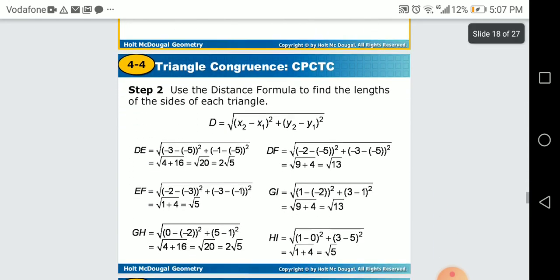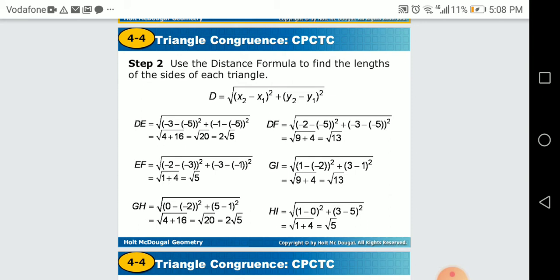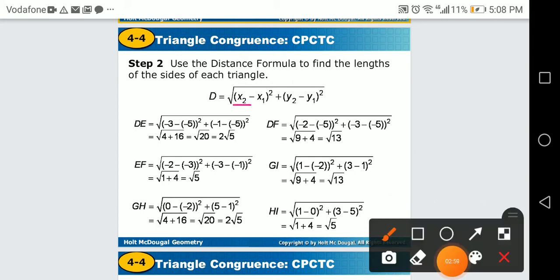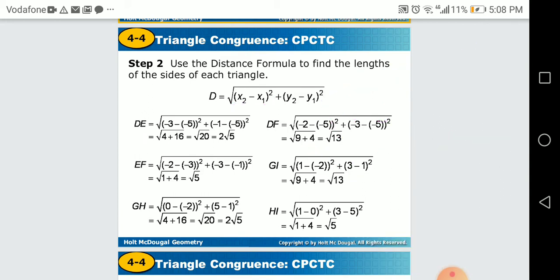After doing this step, we have a very simple step. Don't panic when you see the formula or the rule. We have to study the rule very well. It's very easy to study. Yes, I have here this rule. It's called the distance formula: the square root of (x sub 2 minus x sub 1) all squared plus (y sub 2 minus y sub 1) all squared. Okay, guys, it's very easy and you can practice writing it.